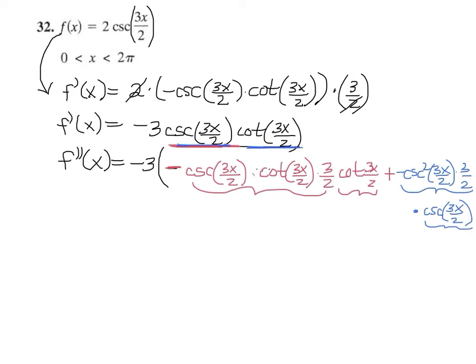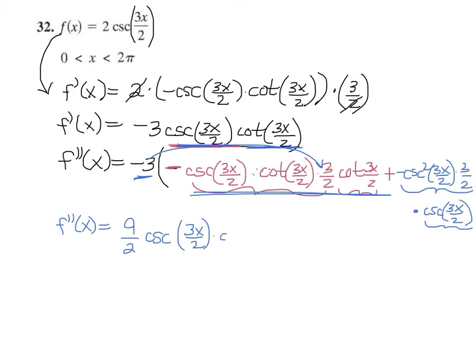And so now I'm going to simplify, and I'm going to try and combine some things. In this first big part right here, I can combine the cotangents, and I can bring the 3/2 out front with the negative, and I already have this negative 3 out front. So it's going to look like this. My second derivative is going to be a negative times a negative, which is a positive. We have 3/2 times 3, which is 9/2, so positive 9/2 times cosecant of 3x over 2 times cotangent squared of 3x over 2.